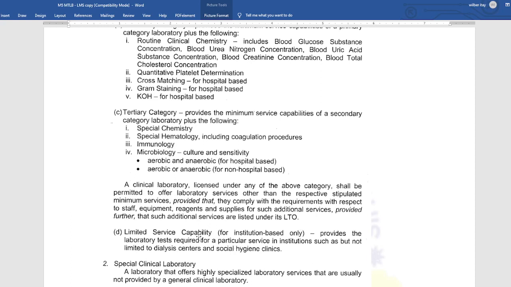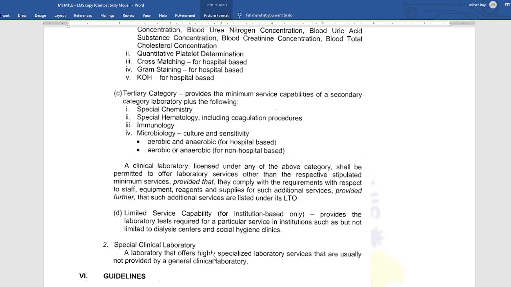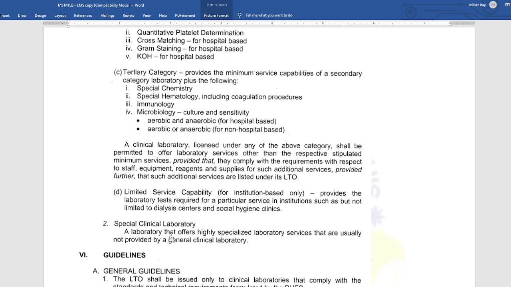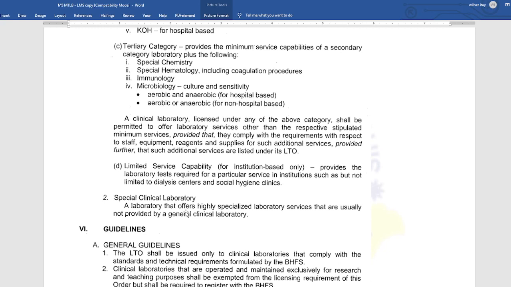Okay, another is limited service capability pag mga institution-based. So, it provides the laboratory test required for a particular service in an institution, kagaya sa mga dialysis center and social hygiene clinics. Pag special clinical laboratory naman, a laboratory that offers highly specialized lab services, usually not provided by a general clinical laboratory. Usually, mga reference laboratories, mga research lab, mga ganyan.